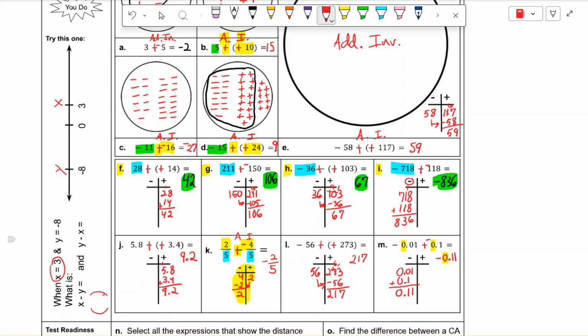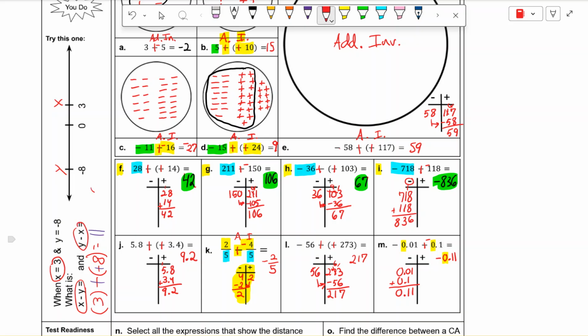We'll make parentheses for the x minus y equals. That's our first one. X goes in the first parentheses. X is 3. And y goes in the second parentheses, and y is negative 8. And so if you use additive inverse, then you'll see that 3 plus 8, it makes it way easier. It is 11.